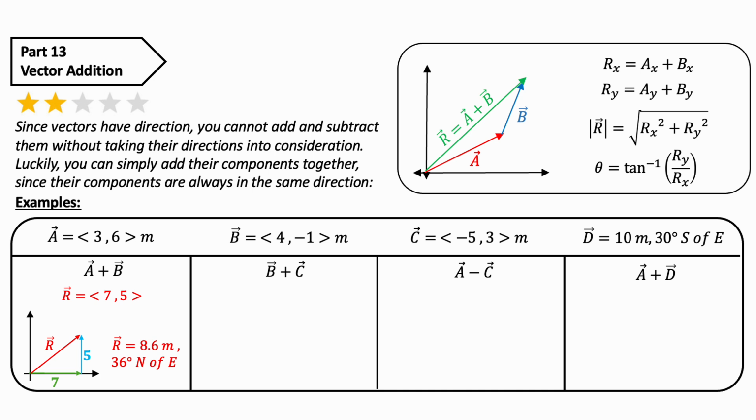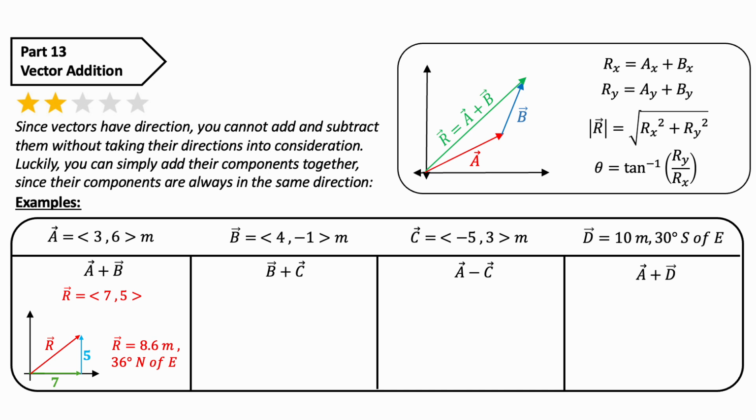And then we'd find the direction by using the inverse tangent. In this case, that's inverse tangent of 5 over 7. Make sure that we represent that angle. We give the directions of that, and in this case, that is measured north of the east line. And so altogether, that is the resultant vector of A plus B.